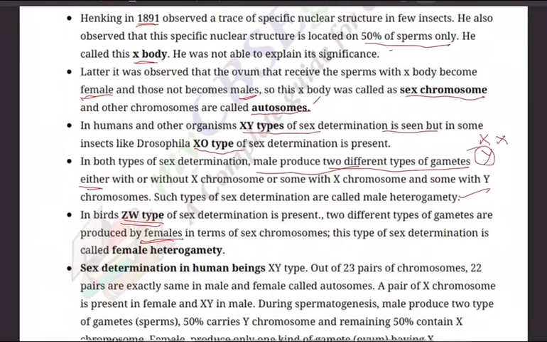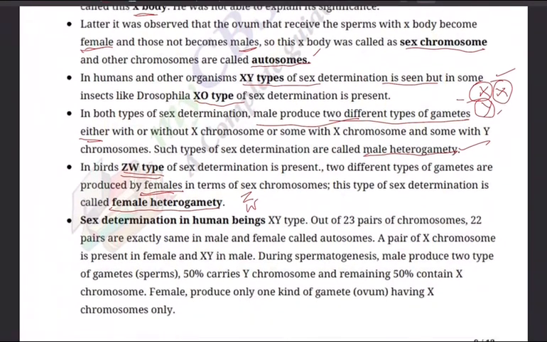In the case of men and others, the female has no option. She has only the X chromosome, whereas the male has both X and Y, so varieties will be there. In the case of birds, the female will have the variety, that is, the female will have both Z as well as W. The ovum will have either a Z chromosome or a W chromosome. This type of sex determination is female heterogamety. What did you say here? Male heterogamety. Here, in the case of birds, it is female heterogamety.